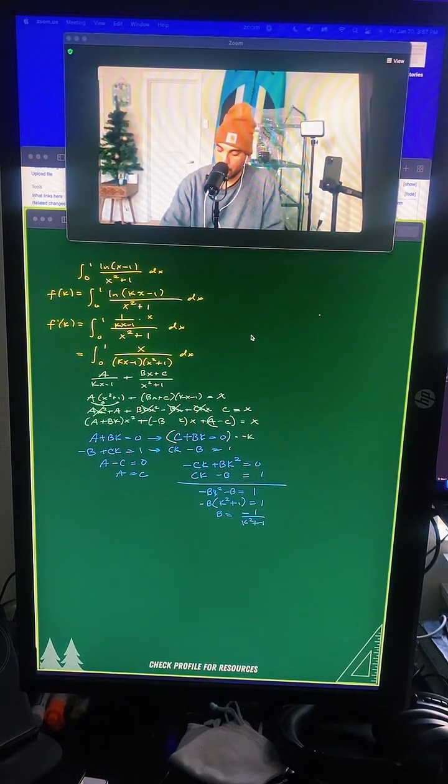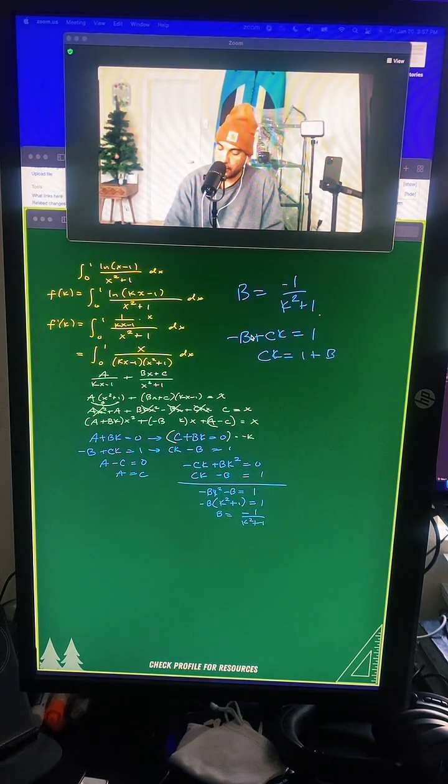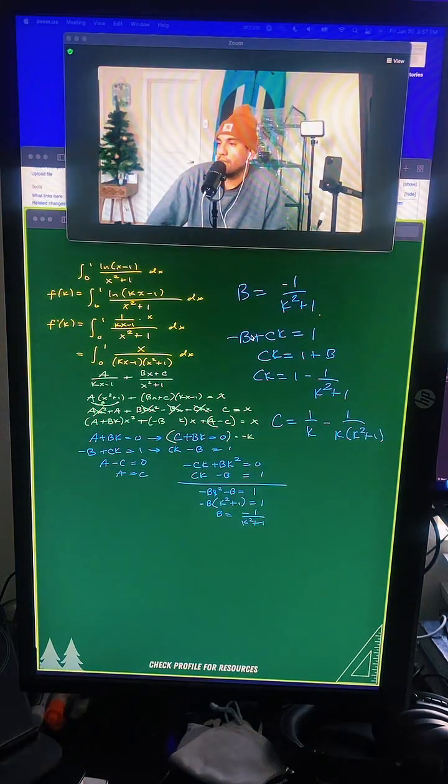Let me show some work here, I'm just going to show some work on top. So if we know that b is equal to negative 1 over k squared plus 1, and we know that negative b plus ck is equal to 1, then ck is equal to 1 plus b, ck is equal to 1 minus 1 over k squared plus 1, and then if I divide the k to the other side, c is equal to 1 over k minus 1 over k times k squared plus 1. Yo, this is just crazy.